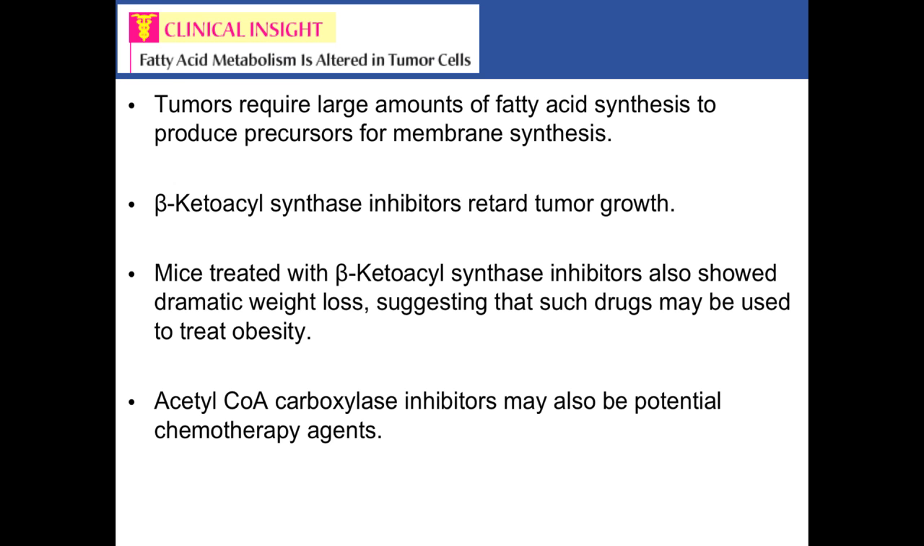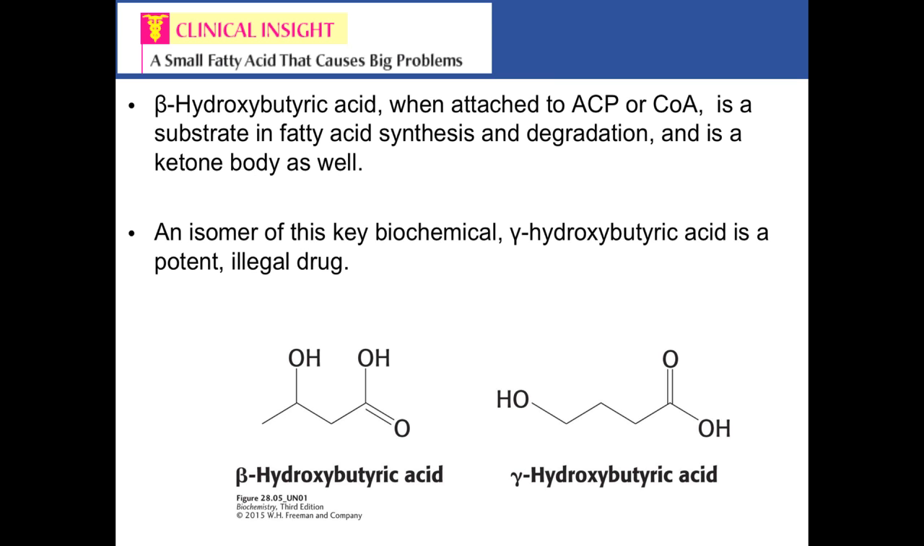One of the things you're also going to see in relation to this is tumors. They require a lot of fatty acid synthesis because the one thing they're generating is a lot of membranes. So we can take some of our beta-keto-acyl synthase inhibitors, and that's going to help reduce the ability of the cancer to replicate. It doesn't really kill the tumor cells, but it retards their growth. We've done several mouse studies with that. They did show dramatic weight loss, so we might also be able to use it for obesity. And again, they might be a good chemotherapy. Who knows? But there's definitely something to this.